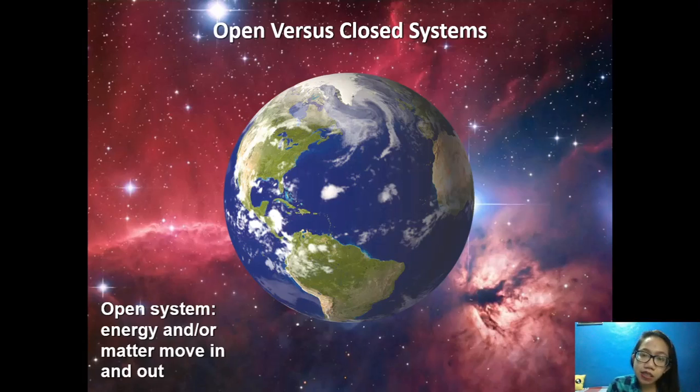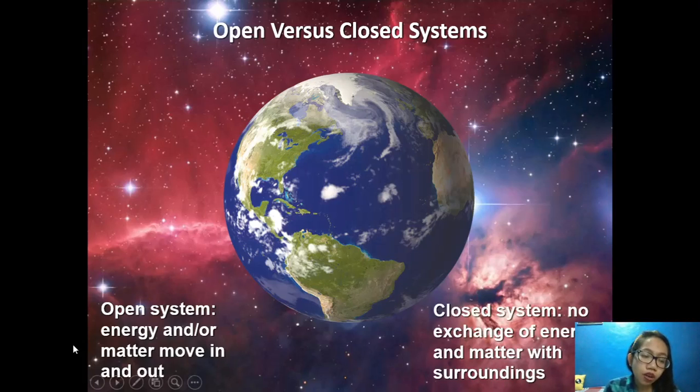You have open system and your closed system. When we are talking about an open system, energy and or matter move in and out. If we are referring to a closed system, there is no exchange of energy and matter with its surroundings. So we will look at Earth as one system and try to identify, is the Earth an open system or closed system? In terms of energy, well, that depends on the type of energy. We have your non-renewable energy, your oil, your coal, all of that is contained within the Earth. So it's a closed system.